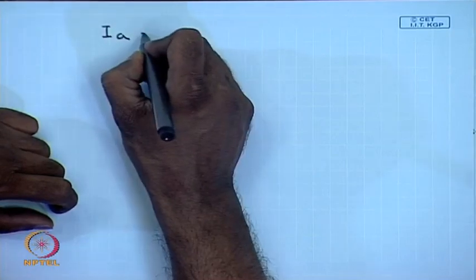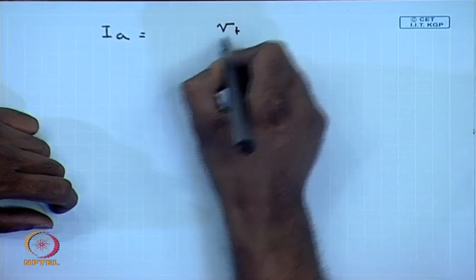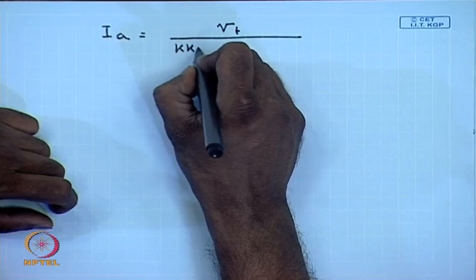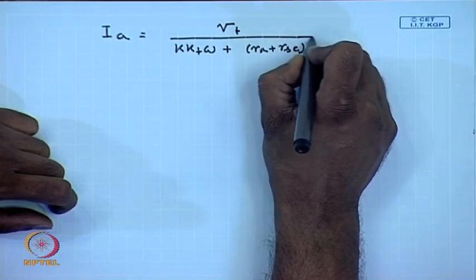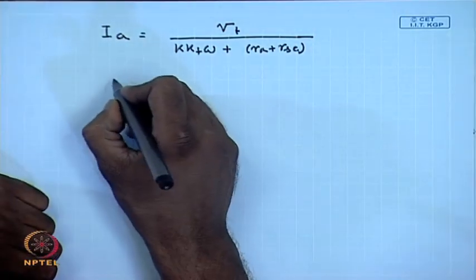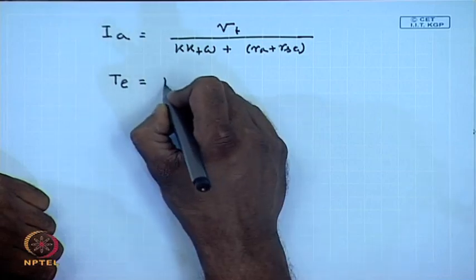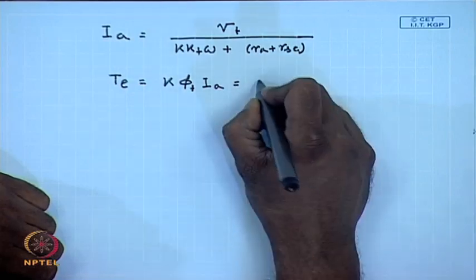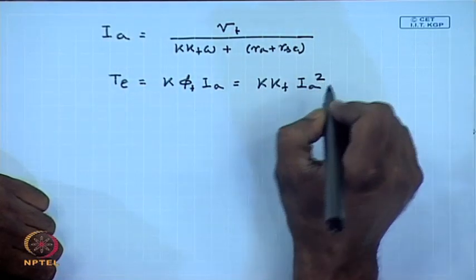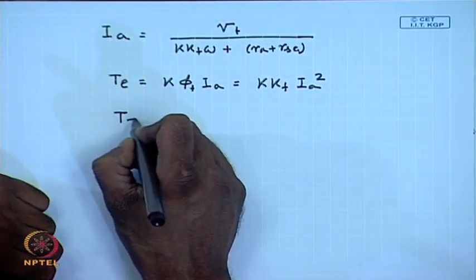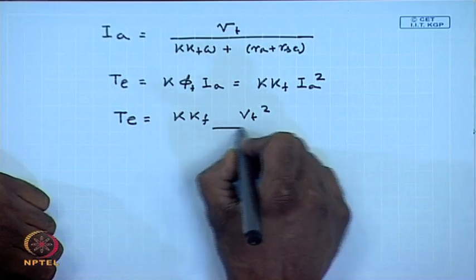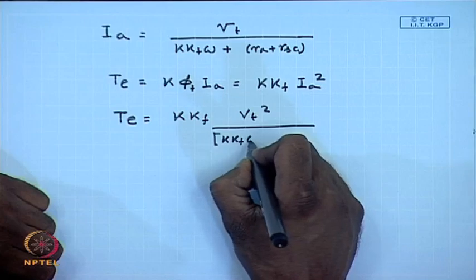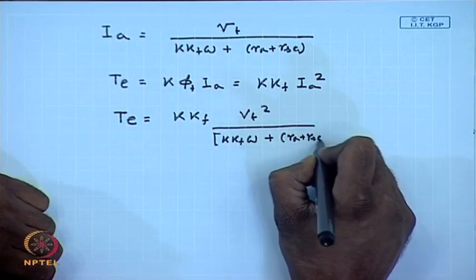We can write I a as V T divided by (K K f omega plus R a plus R a c). Torque is given by K phi f I a, equal to K K f I a square. Therefore, torque equals K K f into V T square divided by (K K f omega plus R a plus R a c) whole square.